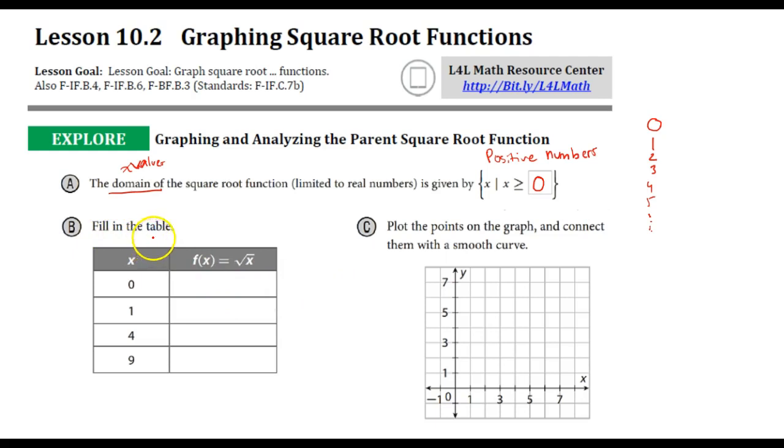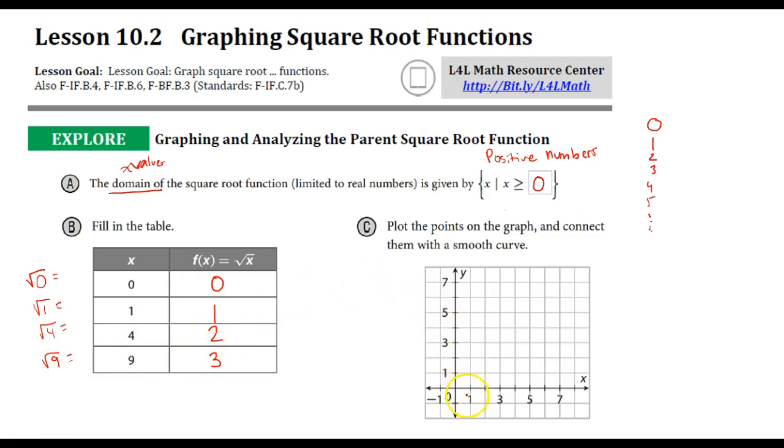Alright, so it has us fill in the table. It gives us some values for x. So what we're going to do is take the square root of 0, the square root of 1, the square root of 4, and the square root of 9. If you need to, go ahead on your calculator and work that out. The square root of 0 is 0, the square root of 1 is 1, the square root of 4 is 2, and the square root of 9 is 3.